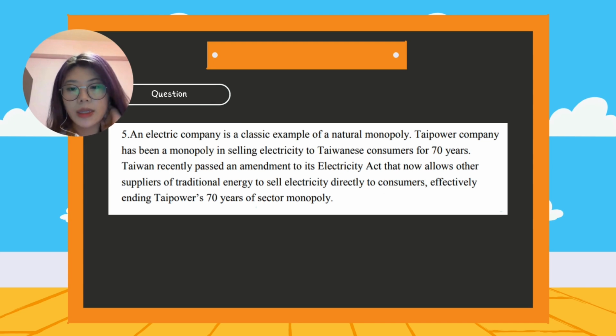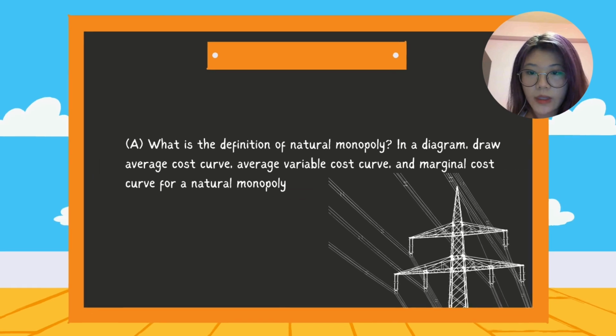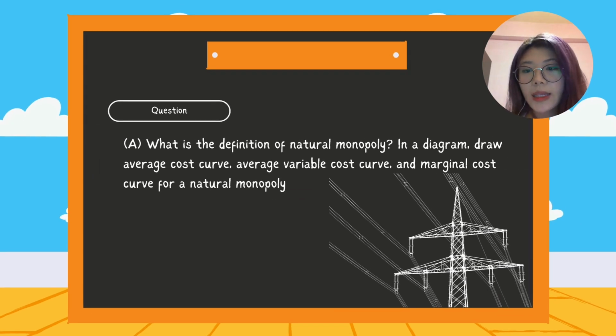An electric company is a classic example of a natural monopoly. Taipower Company has been a monopoly in selling electricity to Taiwanese customers for 70 years. And Taiwan recently passed an amendment to its Electricity Act that now allows other suppliers of traditional energy to sell electricity directly to customers, effectively ending Taipower's 70 years of sector monopoly. And question A: what is the definition of natural monopoly? In the diagram, draw the average cost curve, average variable cost curve, and marginal cost curve for a natural monopoly.